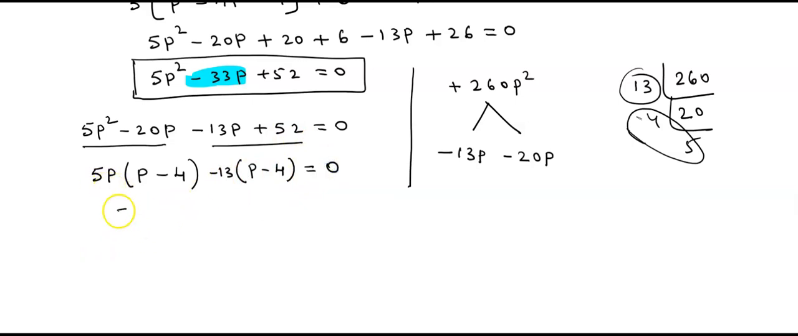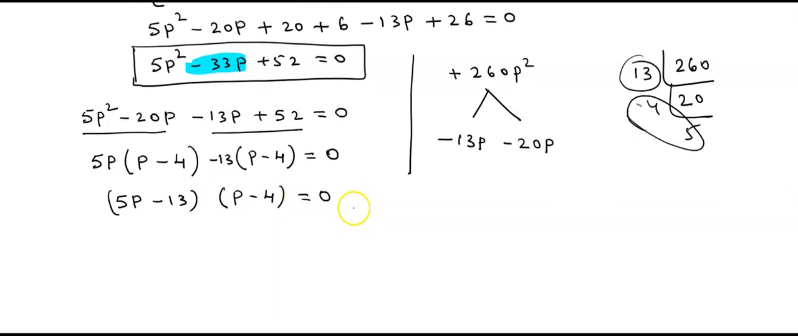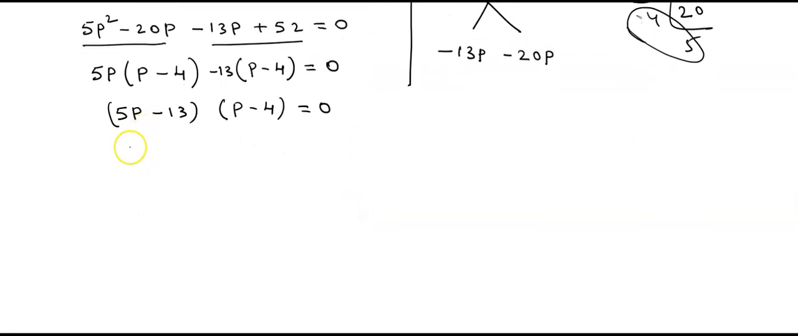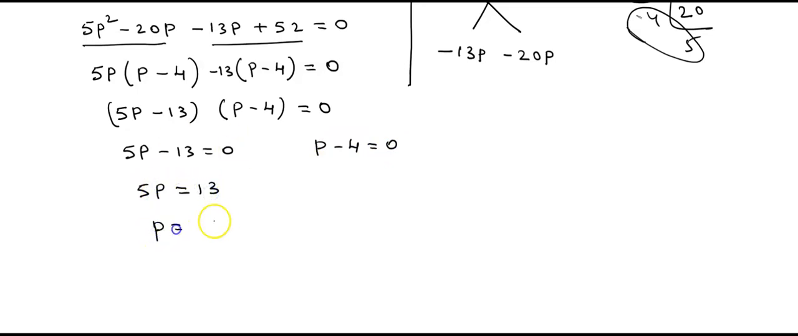Now what is outside here? 5p, and outside here is minus 13. So 5p minus 13 is the outside term, and what is common? p minus 4. Then that is equal to 0. I hope you are understanding the steps. Good. Then I am going to write 5p minus 13 is equal to 0. Then here p minus 4 is equal to 0. Then 5p is equal to minus 13, come this side, plus 13. Then p is equal to 13 by 5.